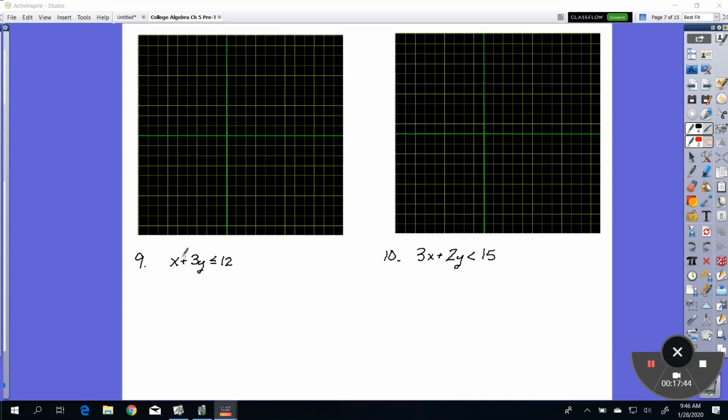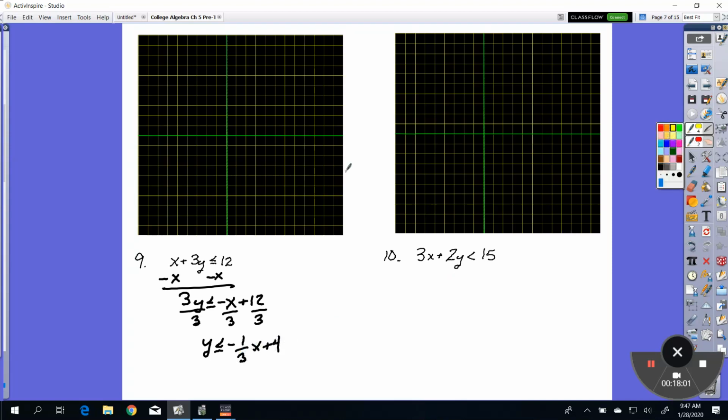So on number 9, you need to solve for y first. So you subtract x. So 3y is less than or equal to negative x plus 12. Divide it by 3. Y is less than or equal to negative 1/3 x plus 4. So that means on our graph, we're going to start at 4. So 1, 2, 3, 4. Go down 1 over 3, down 1 over 3, down 1 over 3. It's a solid line because it's less than or equal to.